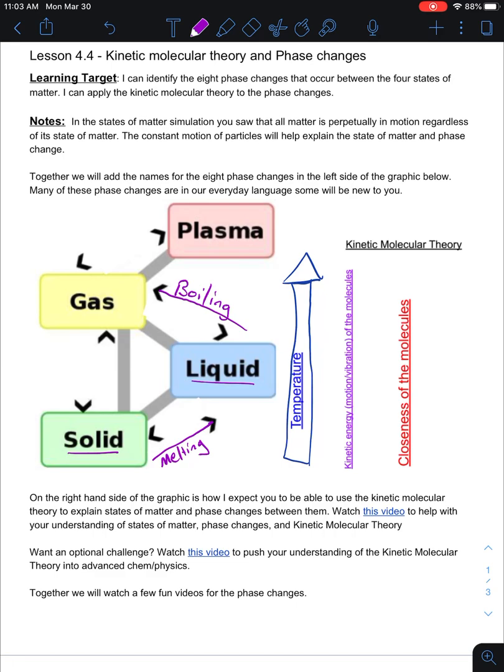But don't use the word evaporation. Evaporation is a special condition where you get a liquid to gas transition at below a boiling point. Vaporization is actually the best word for it, but I'm fine with the one you would more commonly know, which is boiling, because we do that all the time when we're cooking.